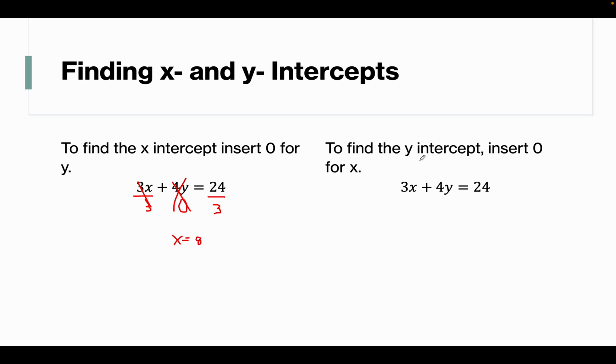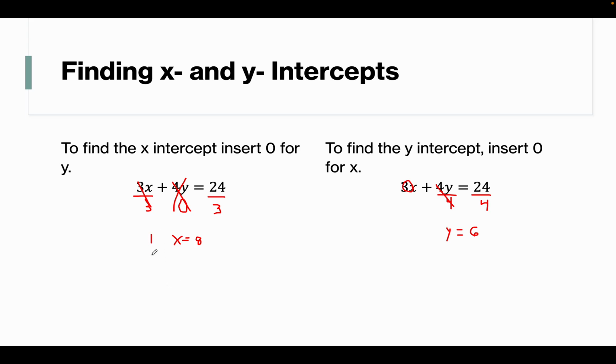All right, to find the y-intercept, I insert a 0 for the x. So I 0 these guys out. Then I come over here and I divide this side by 4. And then, of course, because I need to do things evenly, I divide the other side by 4. In this case, 24 divided by 4 equals 6. That is how to find the x and y intercepts.